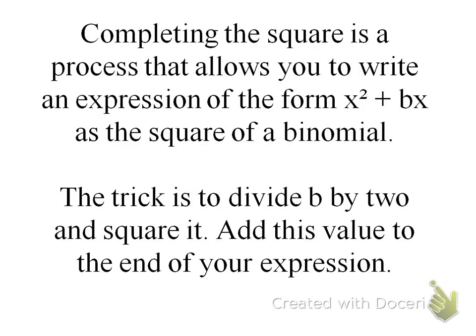Again, you don't need to write this down. Just some background information about what it means to complete the square. Completing the square is a process that allows you to write an expression in the form x squared plus bx as a square of a binomial. You'll see exactly what I mean in a second. The bottom's kind of important. The trick is to divide the b term by 2 and then square it and then add that new value to the end. It makes it factor really, really nicely.